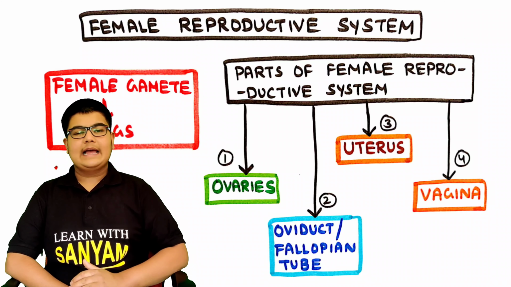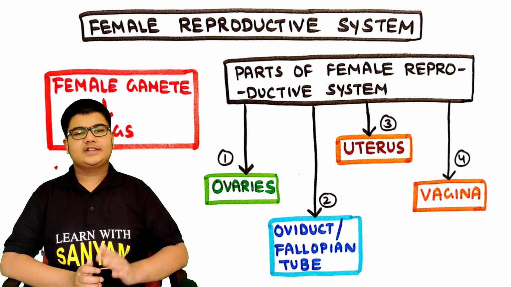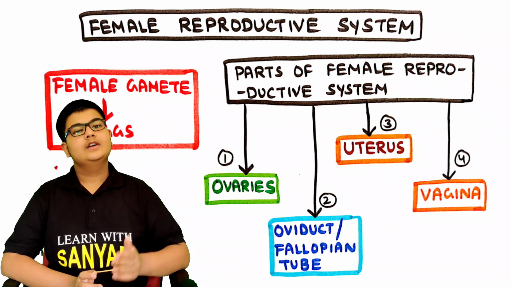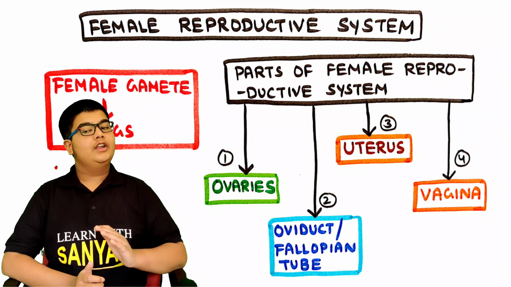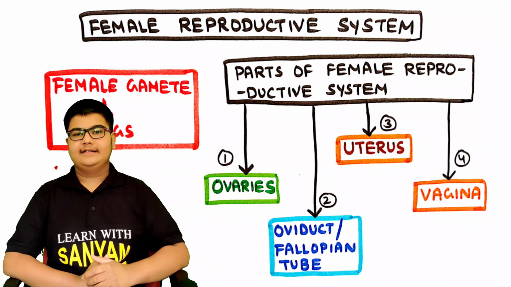So the female gamete is known as eggs. Let's see the parts of the female reproductive system. These are the ovaries, oviduct or fallopian tube, uterus and vagina. Let's study about each one of them in detail.